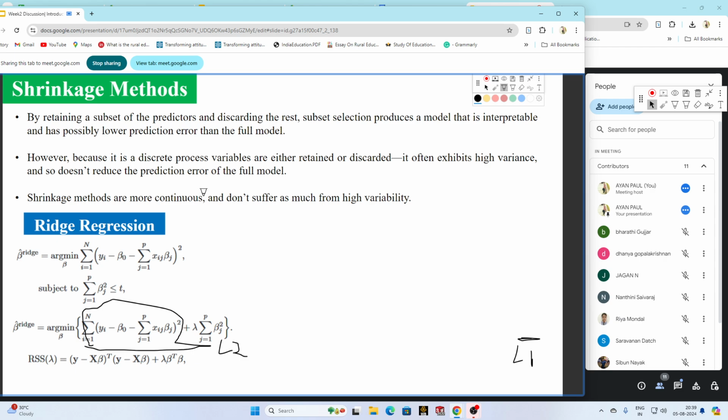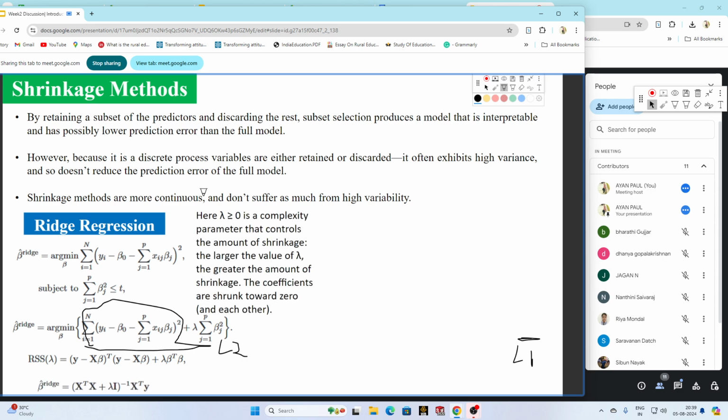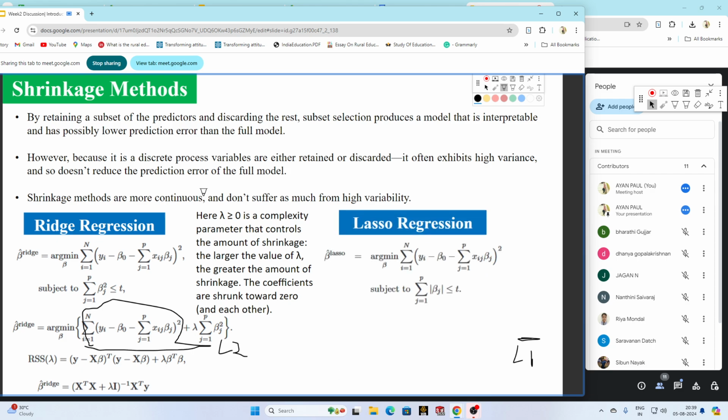In the shrinkage method, we give a penalty to the coefficient. Our main aim in penalizing the coefficient is to make it very small. If we decrease the coefficient very close to 0, that coefficient will have very little influence on the output. So by that we are doing a kind of dimensionality reduction. There are two shrinkage methods: one is ridge regression and the other is lasso regression.